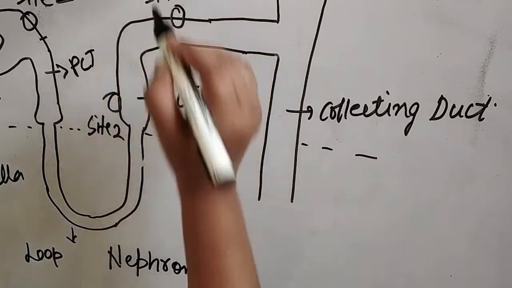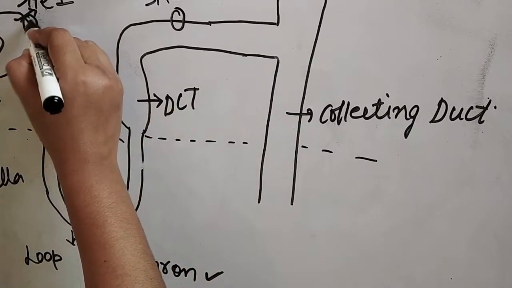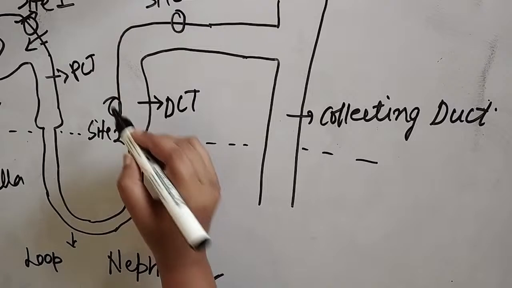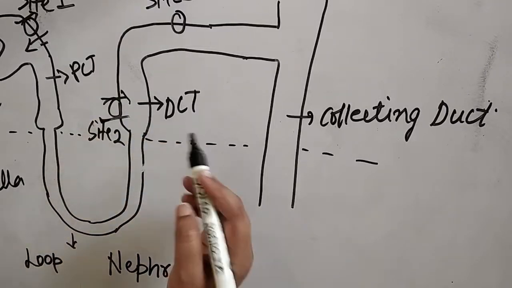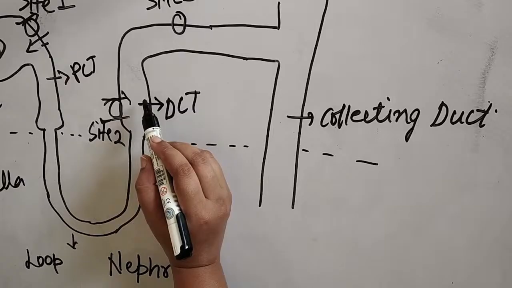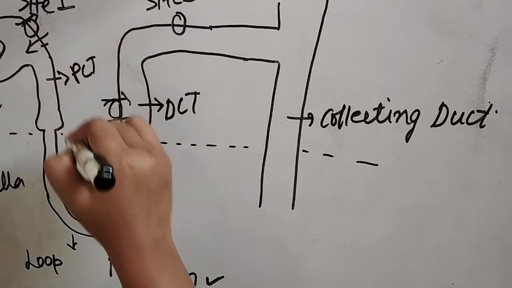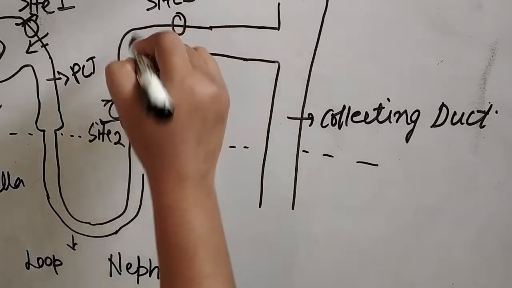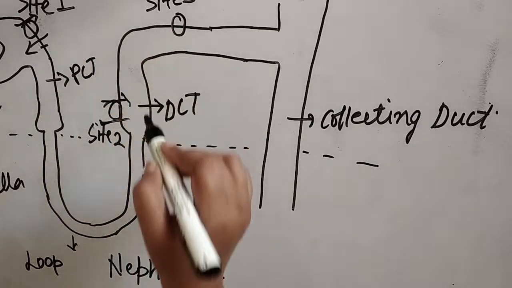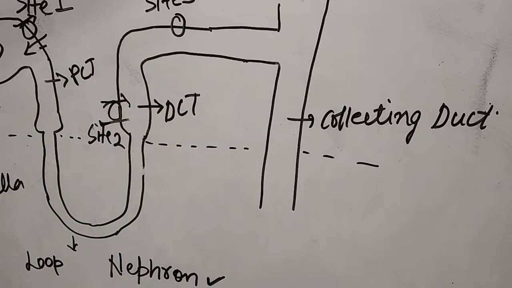Here different channels are there through which ions can either pass or enter inside. So through various channels the ions will either pass inside the nephron or go outside the nephron. At site 1, 2 and 3 different channels are present. This is the collecting duct. All these sites are where these diuretic drugs work.